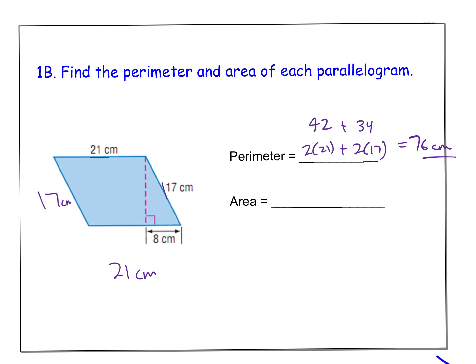Now I have to be careful because my area is base times height. I know that my base is going to be 21. My height, most kids who get it wrong will put 17 for the height. A lot of them will try to put 17 here and multiply that. That's going to be wrong. That's not my perpendicular side. I need to figure out what this is.